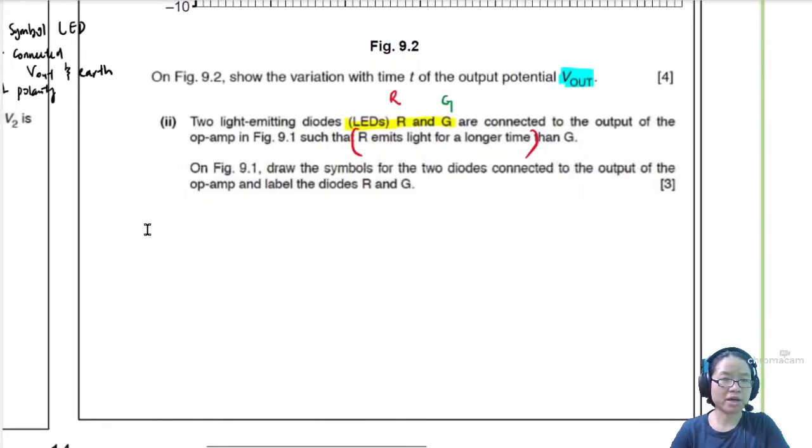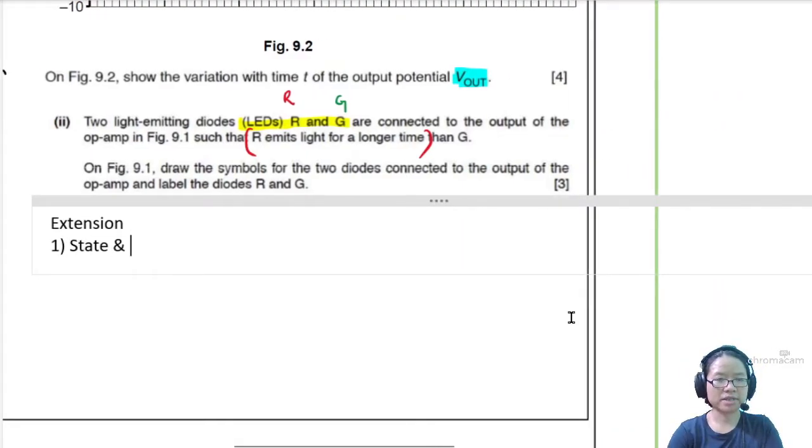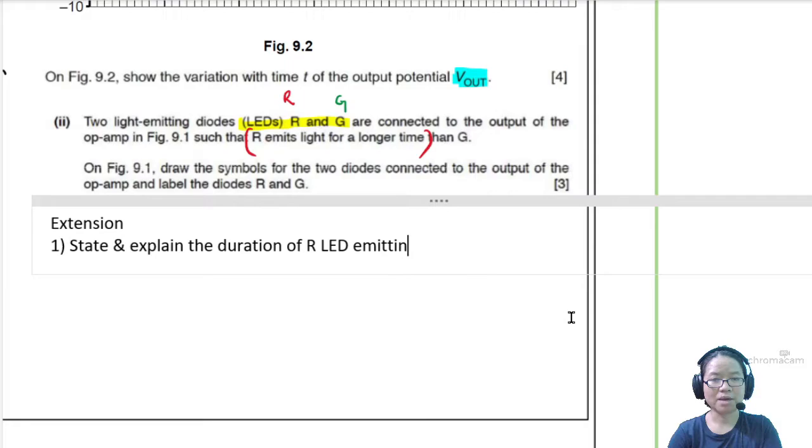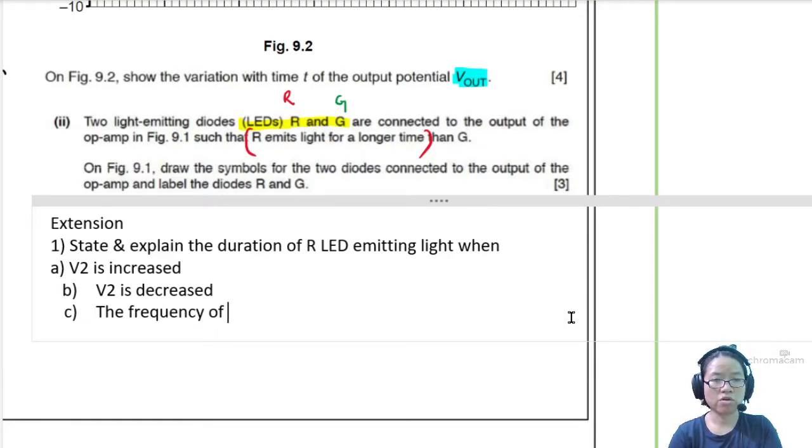So here are the extension questions. I'll type them out for you. Okay. So the first one would be, extension 1. State and explain the duration of the R LED emitting light when A, V2 is increased, B, V2 is decreased, and I guess C, the frequency of the V1, which is, by the way, an alternating current, is increased.